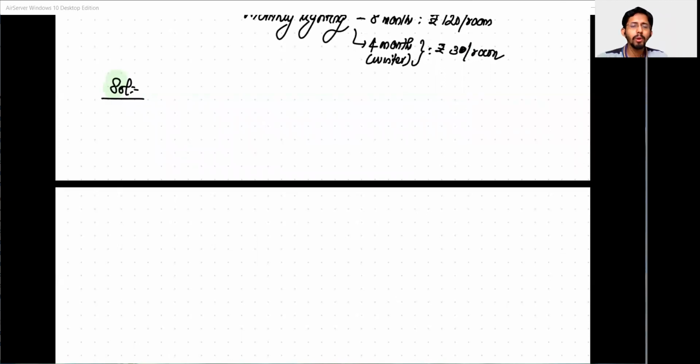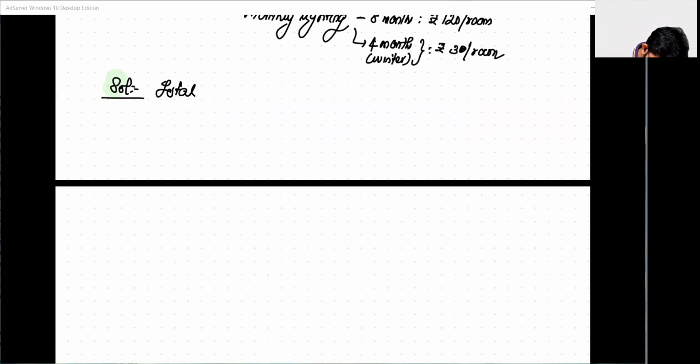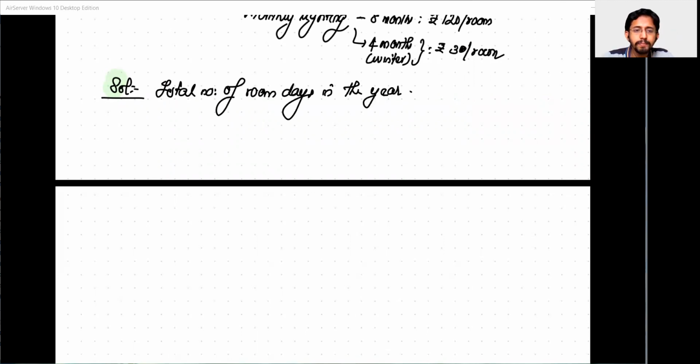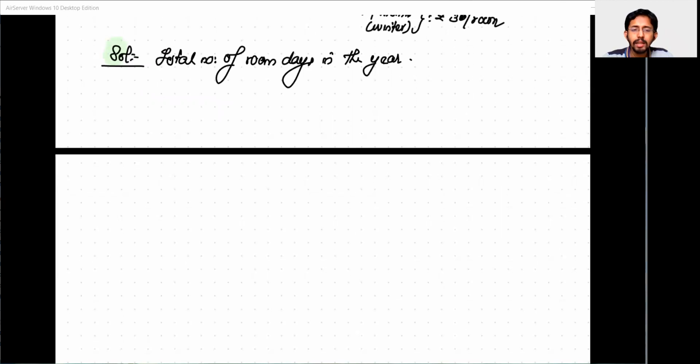Solution. So first of all, what we have to compute is the total number of room days in a year. We know that in case of a hotel, the service cost unit is nothing but the room per day, the room day. So total number of room days in the year. Room days differ in both season as well as off season.